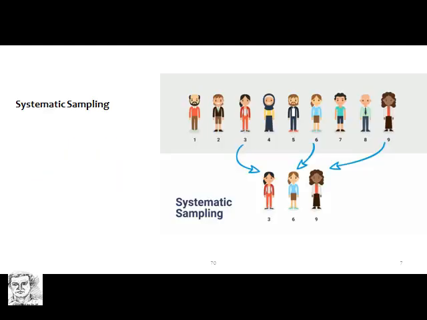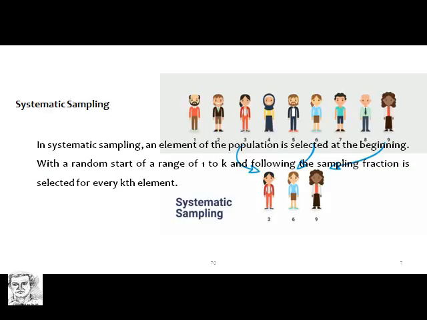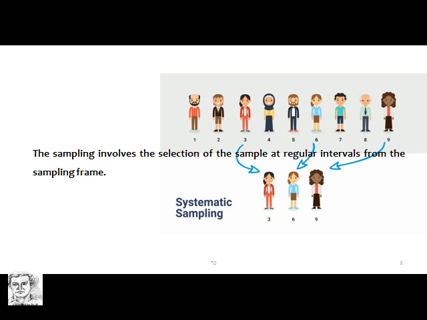Systematic sampling. In systematic sampling, an element of the population is selected at the beginning, with a random start of a range of 1 to k, and following the sampling fraction, every kth element is selected. The sampling involves the selection of the sample at regular intervals from the sampling frame.